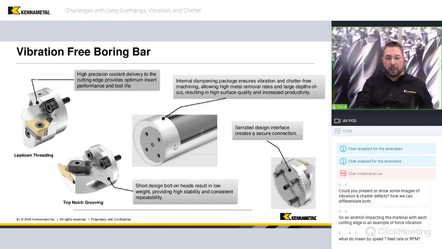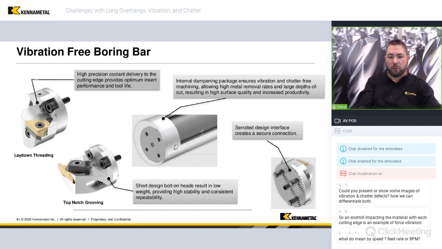By having this very short, lightweight head design, we're able to reduce the modal mass at the end of the boring bar. We're also able to bring the insert significantly closer to the section that we're going to use for the tuning, which is also very, very important. And we also create an extremely strong and repeatable connection here.